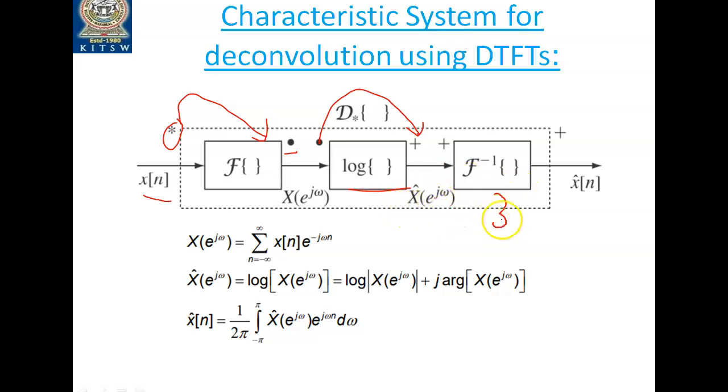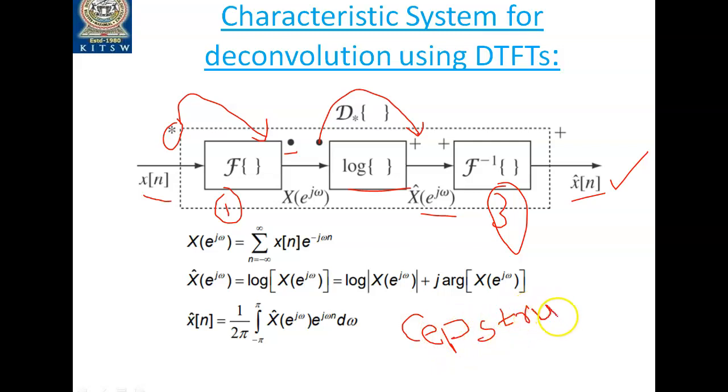This becomes the input, and the third system is the inverse of the first system. There you get x cap of n. This x cap of n is the inverse Fourier transform of the logarithm of the Fourier transform. Normally we call this the cepstrum, which we will see in the next slides. This is a very important parameter in the speech processing model. So we can clearly say that x cap of n is the inverse Fourier transform of the logarithm of the function.